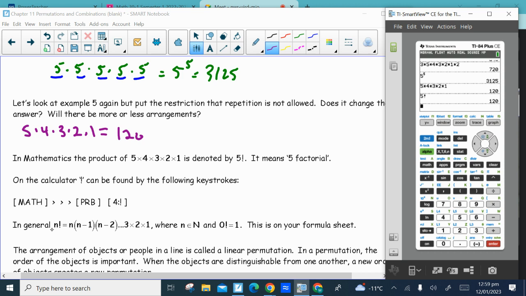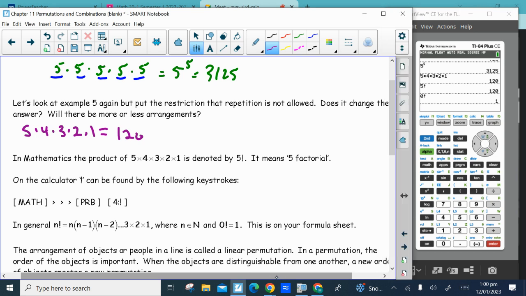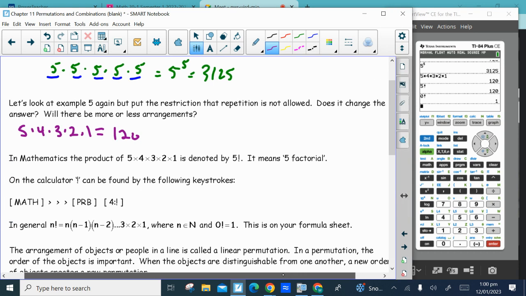So in general, n factorial is n times n minus 1 times n minus 2, and you keep going until you get down to times 3 times 2 times 1. And 0 factorial is 1. If you try it on your calculator, math over to probability, number 4 is factorial, it'll tell you that 0 factorial is 1. And we're going to see why in a little bit here. That is true. But anything 0 factorial is always 1.